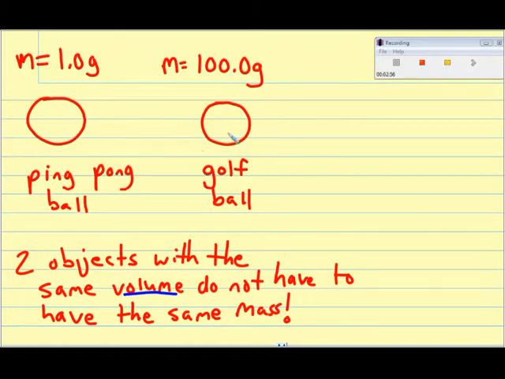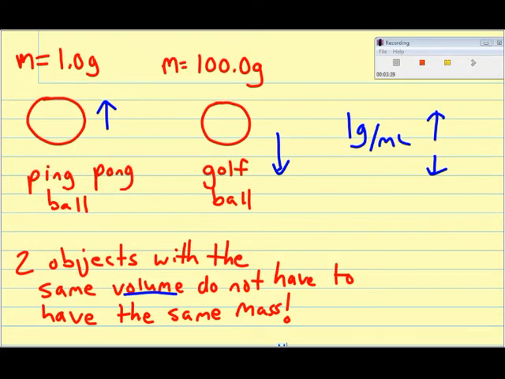There's definitely a lot more matter in the golf ball versus a ping pong ball. That proves that objects with the same volume, the same size, don't have to have the same amount of matter. Which one's denser? Remember, density is equal to mass over volume, so the golf ball is definitely a lot denser. It would sink in water, and the ping pong ball would float. Anything less dense than 1 gram per milliliter will float. Anything more dense than 1 gram per milliliter will sink.